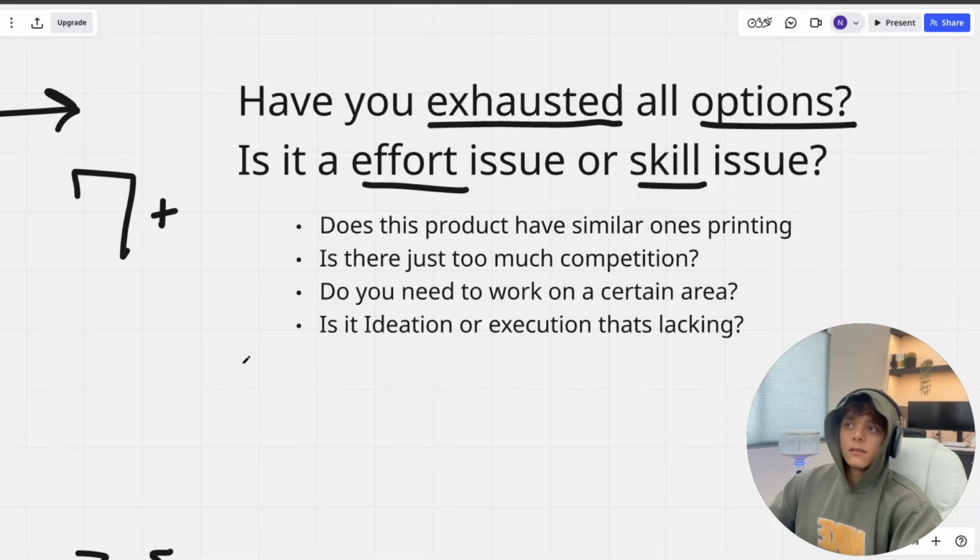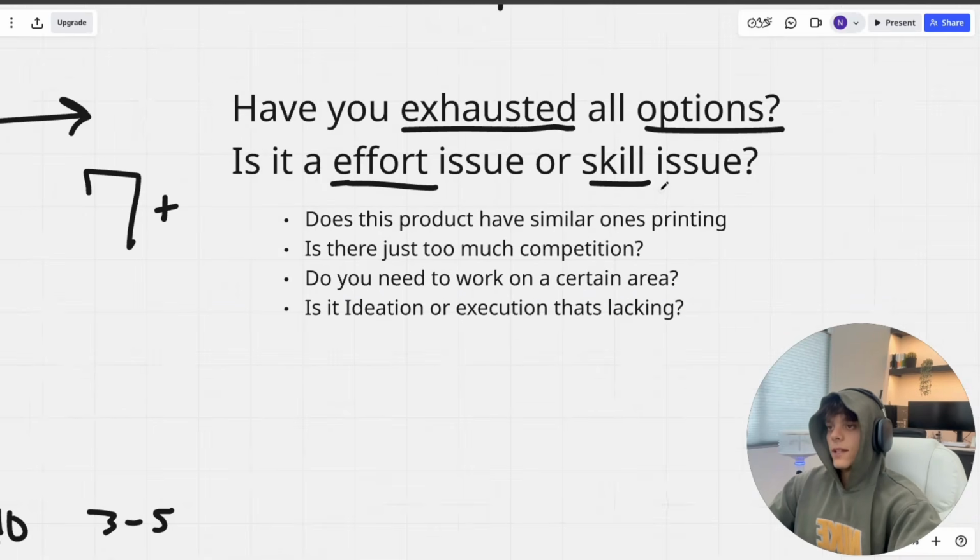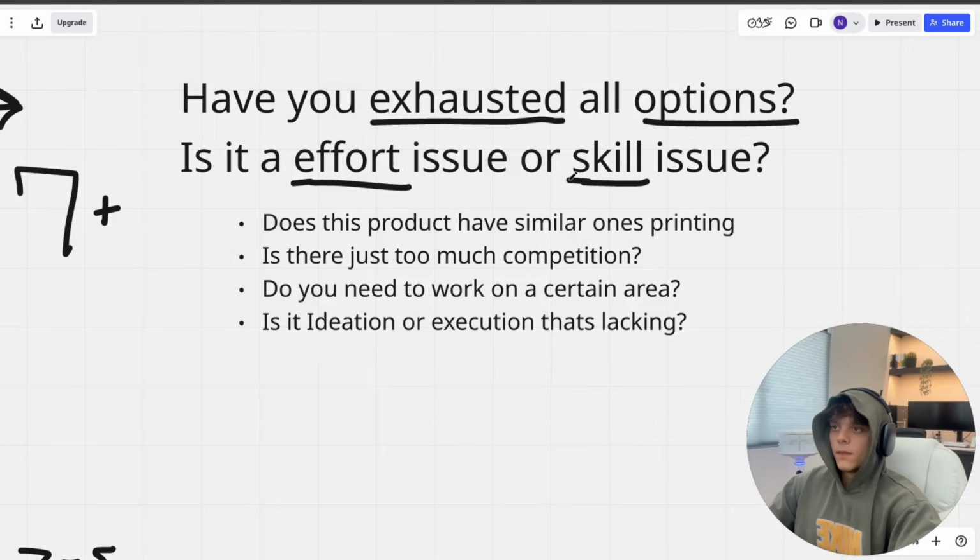That could honestly be an issue for the product, because there should already be some decent content if it's a 7+. If you're putting in a lot of effort and it's still not working off the bat, then it probably shows there's something fundamentally wrong with the marketing or your skills. And vice versa could be true as well, where you have high skills but you're not putting in enough effort. So you need to ask yourself: does this product have similar ones printing?